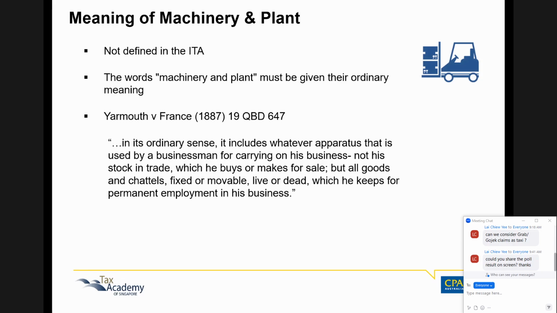In case law, what we can see is that it is an apparatus that is used by a businessman for carrying on his business, but not his stock in trade. It can be movable or fixed, which he keeps for his permanent employment. So basically, it's like a fixed asset type, where you keep it in your business in order to generate income, versus your inventory where you sell them to generate income.